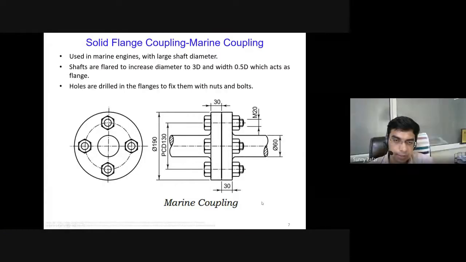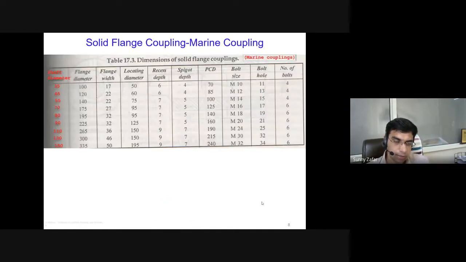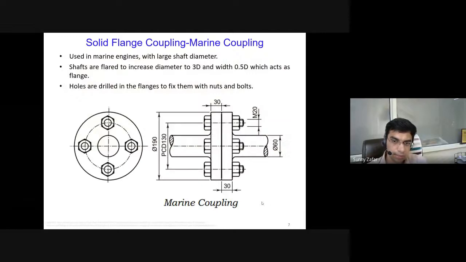So, in the last class, we had discussed some shaft couplings, for example, the sleeve muff coupling. We have discussed the solid flange coupling, which is also known as the marine coupling. We missed one aspect in this regard, that is the empirical correlations. As you can see in this figure, not much information is given.